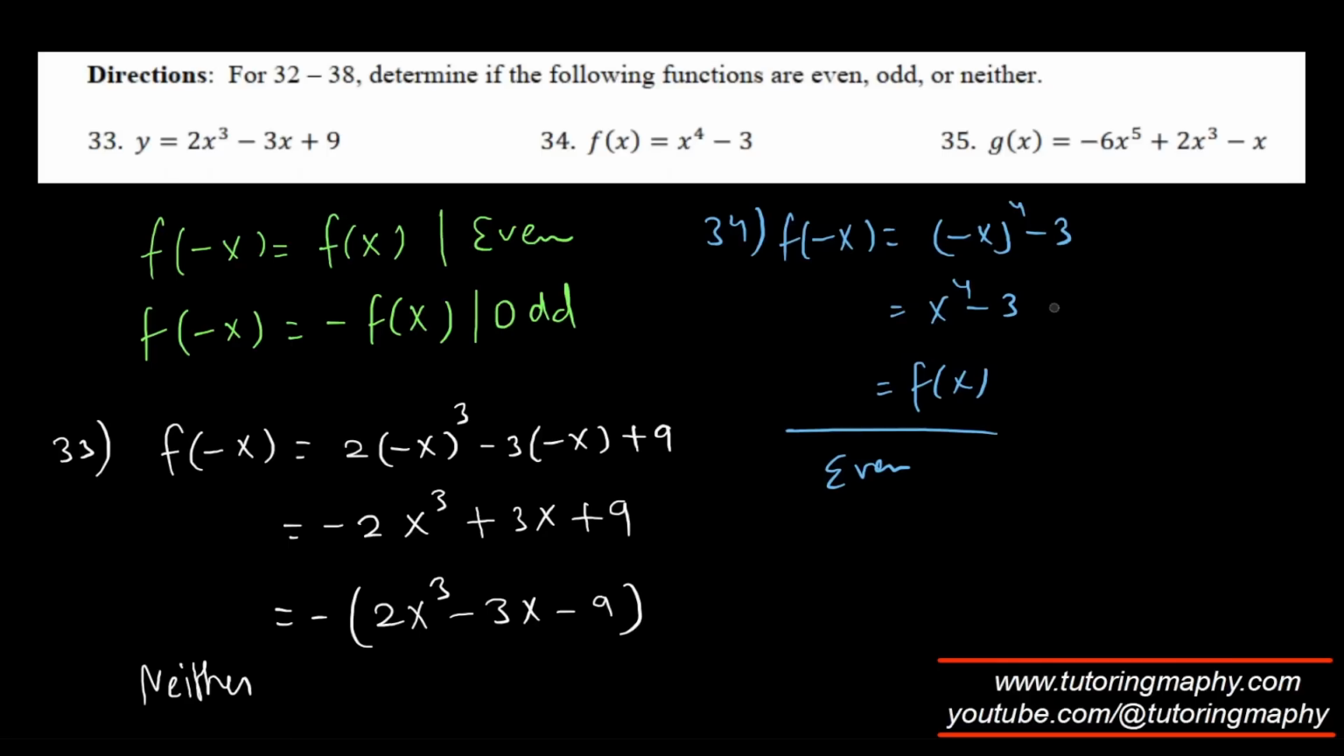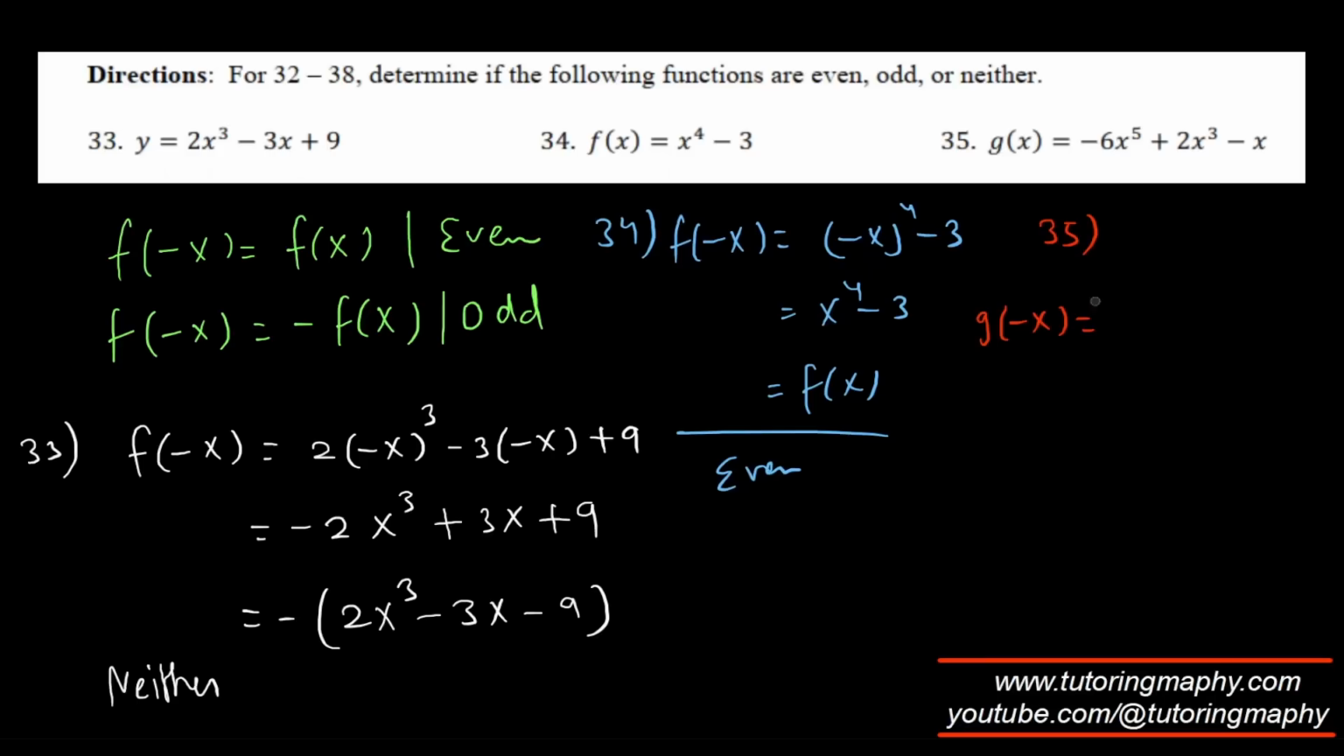And finally, we have 35. In 35, let's try to replace x with minus x. So g of minus x is going to be negative 6 times negative x raised to 5 plus 2 times negative x cube minus of negative x. So all the negative signs will be thrown outside because they are odd powers.